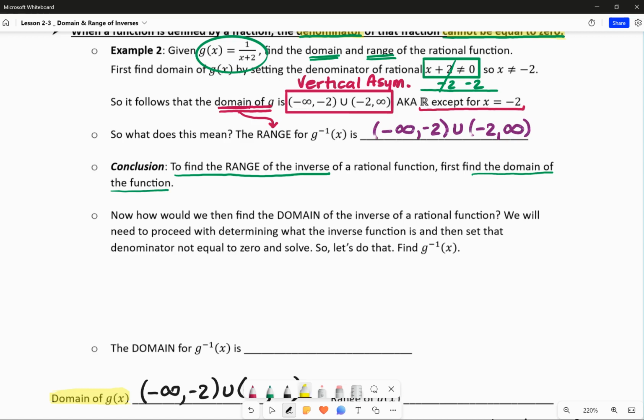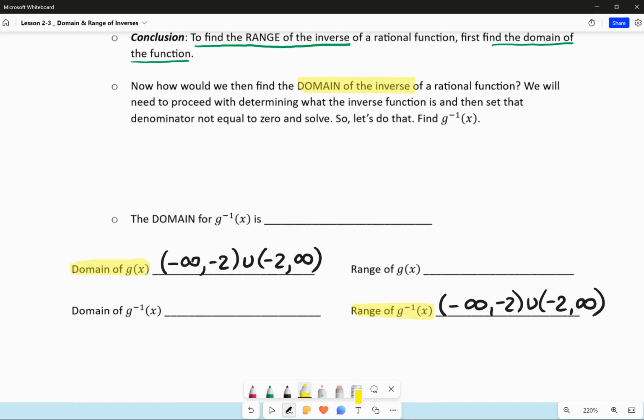Okay, so let me highlight here. How would we find the domain of the inverse? We are looking for this part right here, the domain of the inverse. So how do we do that? Well, we need to determine what the inverse function is. So let's go find the inverse function, and then we can do what we did earlier. We can set the denominator not equal to 0 and solve.